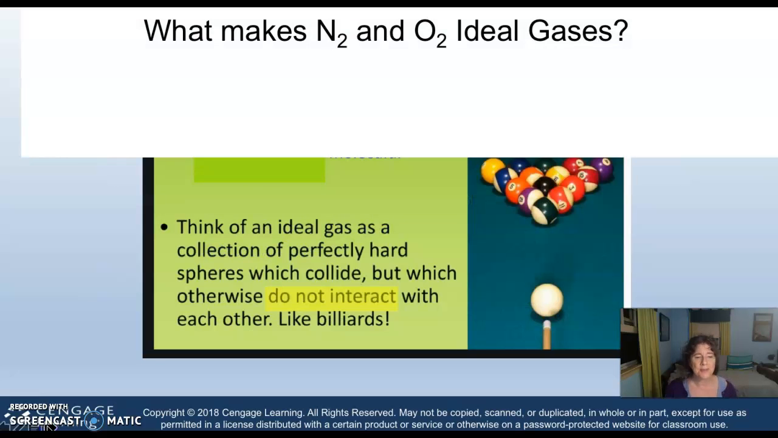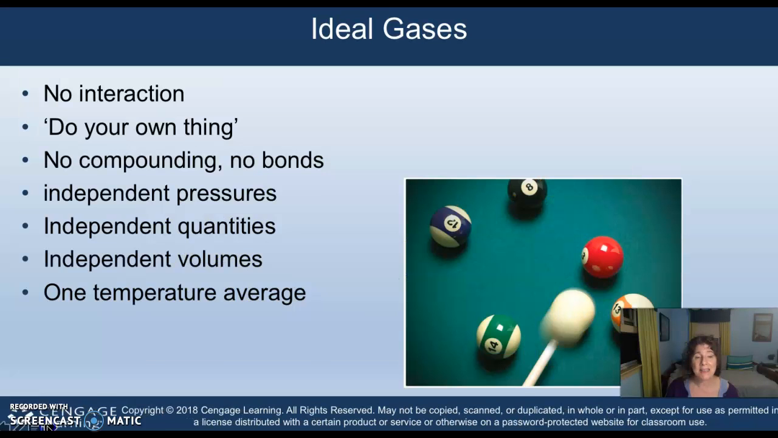Don't be too scared. Like I said, these billiard balls do not interact with each other. This nitrogen and oxygen are independent. And in looking at that, it's kind of like shooting a pool ball. These gases have no bonds at all, and they are independent pressures. You could have a pressure for nitrogen, a pressure for oxygen within the entire atmospheric pressure. They have independent quantities and volumes, and they have just one average temperature for the entire thing. So the atmosphere is kind of like the pool table, and the gases are the billiard balls that are zooming around on the pool table.